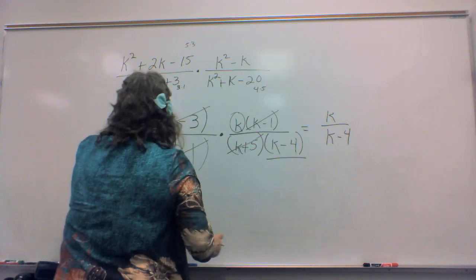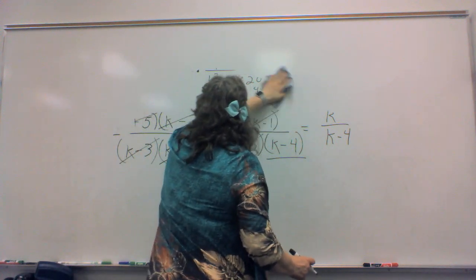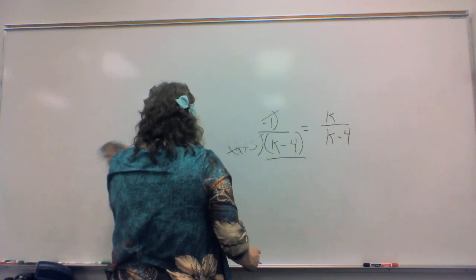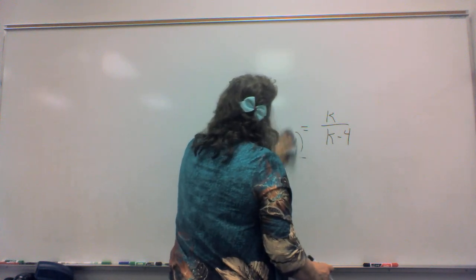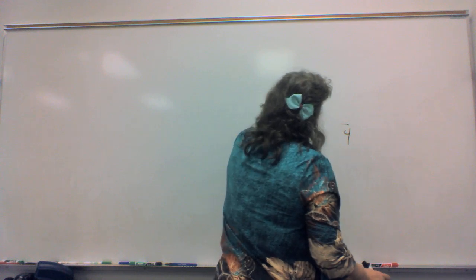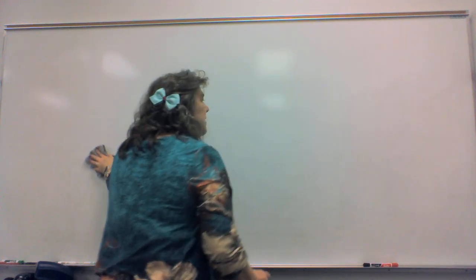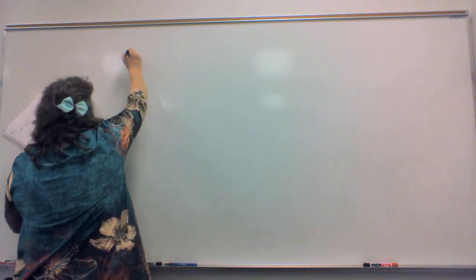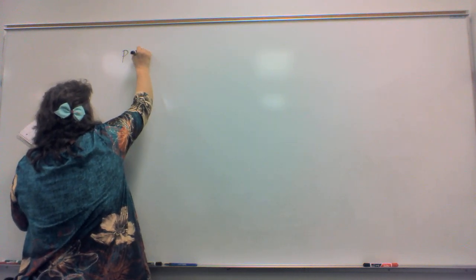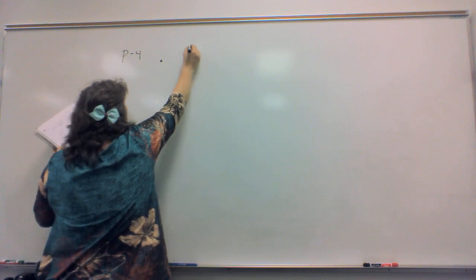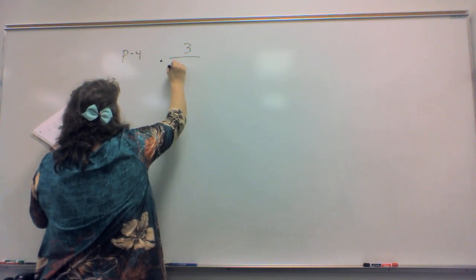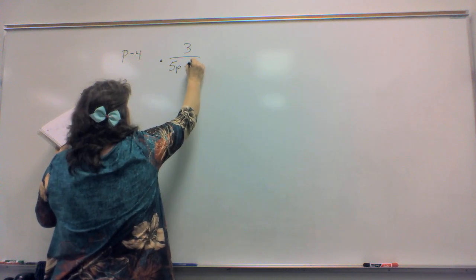Let's look at another one. I want you to be pretty comfortable when you start working on your assignment because you will have seen a number of different sorts of these. So let's try this one. p minus 4 times 3 over 5p minus 20.